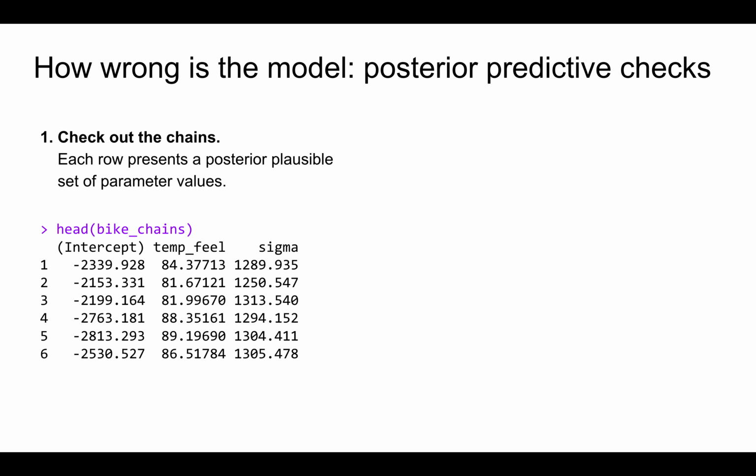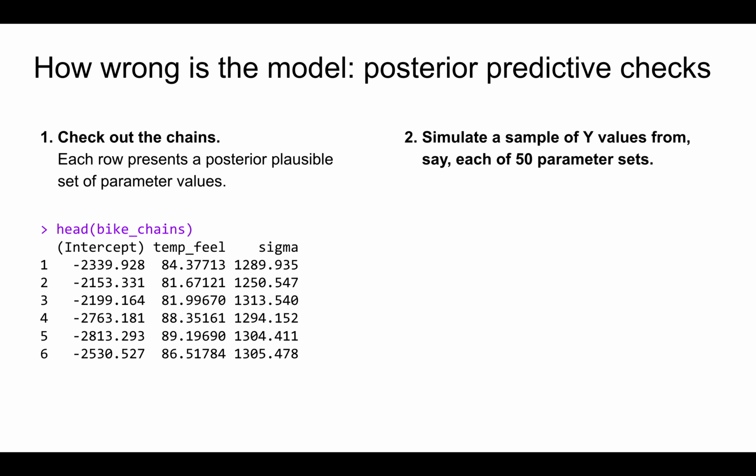There are a few steps behind this process. First, we can check out our Markov chain simulation output. Suppose that we run our simulation for 20,000 collective steps or iterations. Each of these steps, or each row in our chain output here, then presents a posterior plausible set of regression parameter values. Or we can think of these as 20,000 possible worlds for the relationship between ridership and temperature.